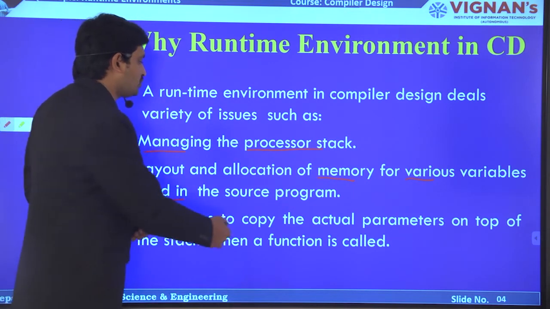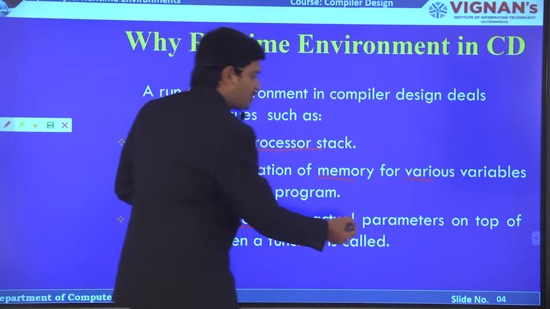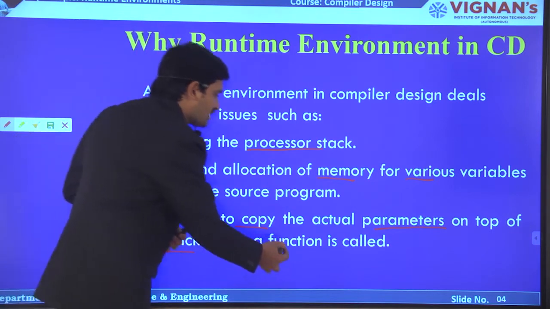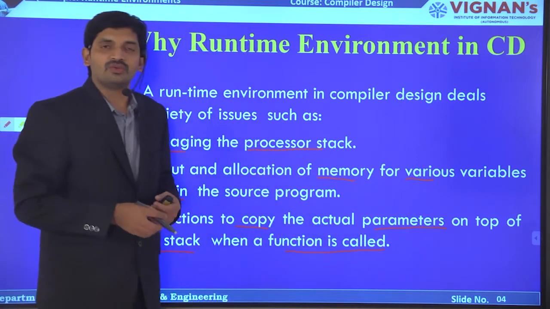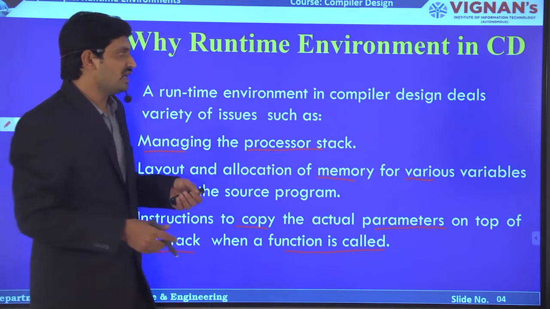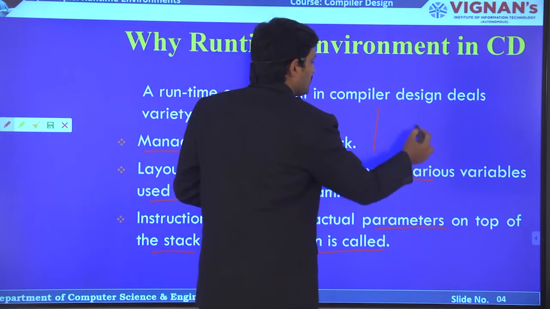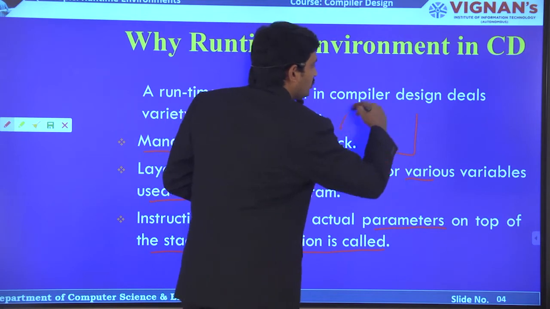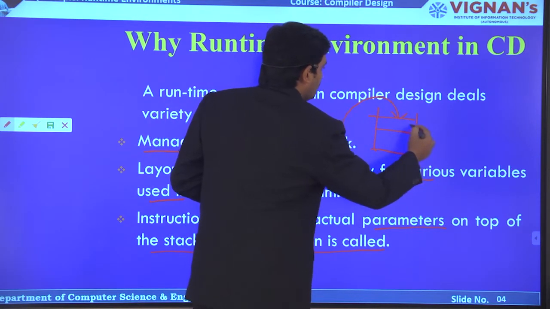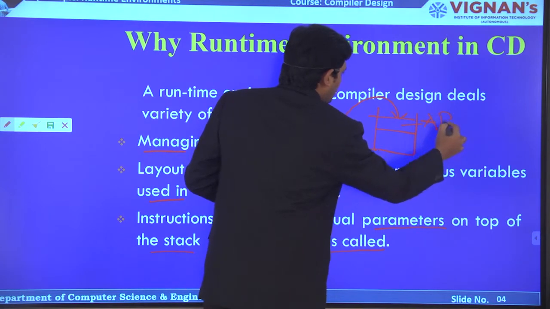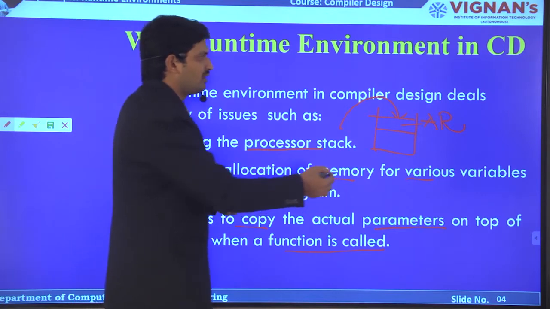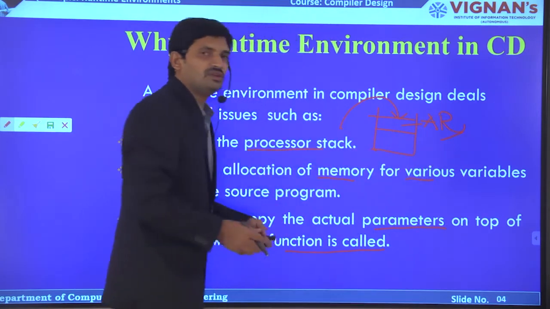And instructions to copy the actual parameters on the top of the stack when a function is called. So when a function, procedure, or recursion is going to be performed, a stack data structure comes into the picture, and the details are pushed onto the top of the stack in the form of an AR. AR means activation record. Okay. We are going to learn about this activation record within a few minutes.